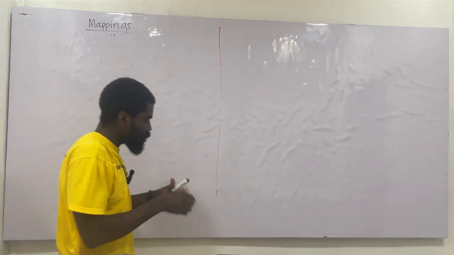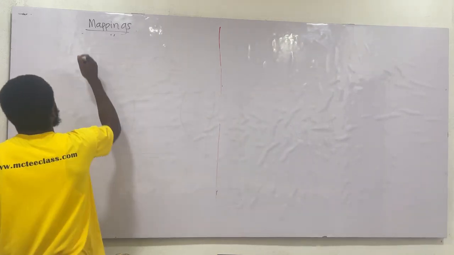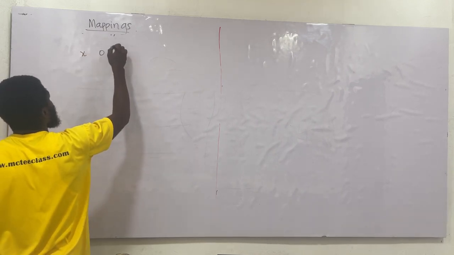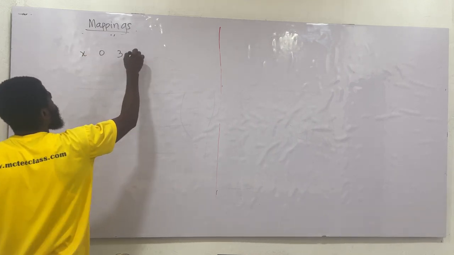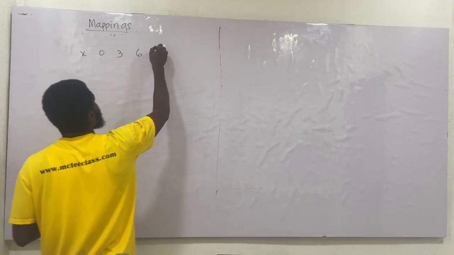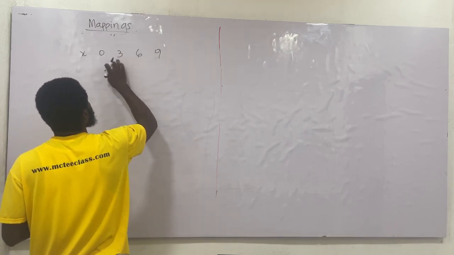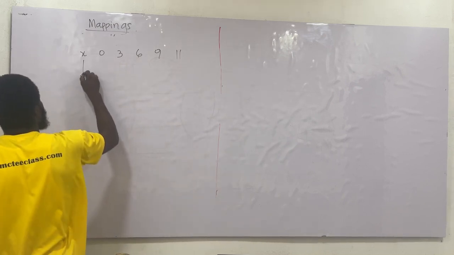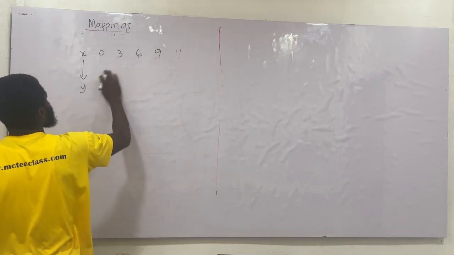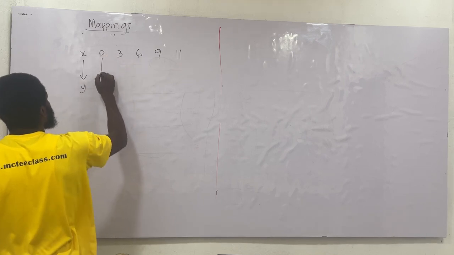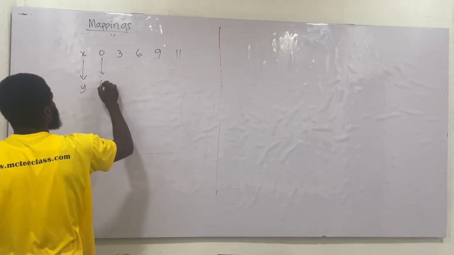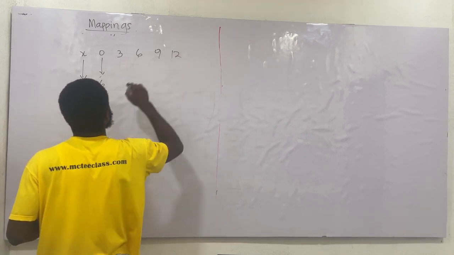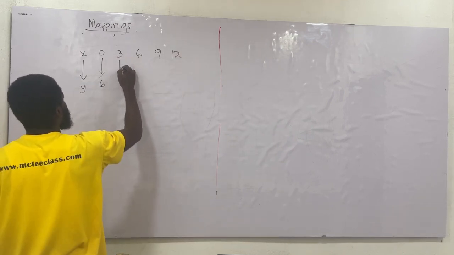Okay, so let's go. Say we have, once again, our domain values x. We have 0, 3, 6, 9. Then I have maybe 11. Okay, this maps onto y, then this maps onto 0, maps onto 6. This one give me 12.